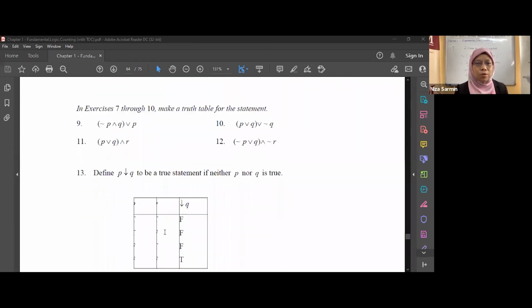All right. Can everyone write a truth table for number 12? Right now, you have a paper, right? Write out a truth table for number 12.